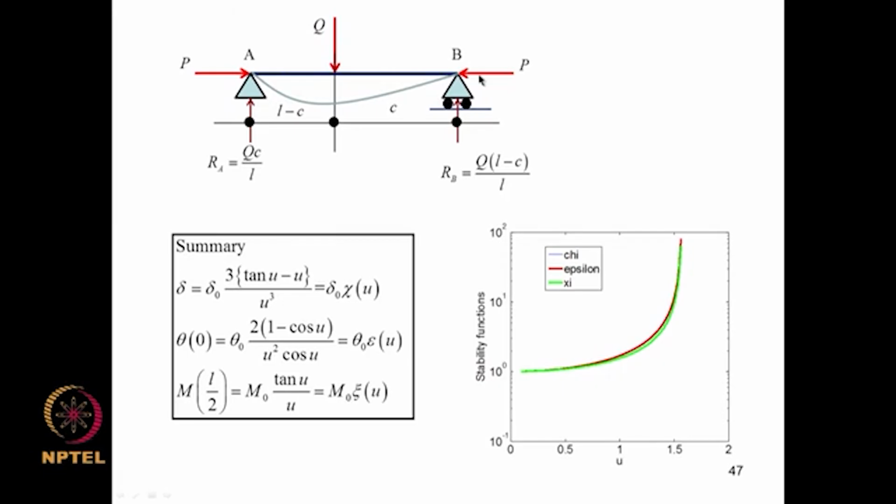When the axial loads were absent, whatever was the response, they got magnified or modified by certain functions known as stability functions. So we introduced chi of u, epsilon of u, xi of u, and this graph shows typical plots of these stability functions, and the most interesting aspect of these functions is that at certain values of axial load parameter, these modifications become unbounded, thereby indicating that at these values of axial loads the structure would not be stable.